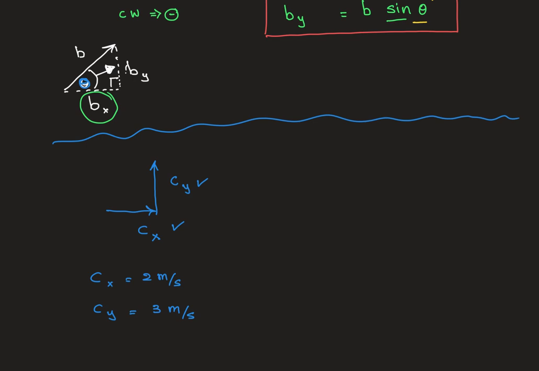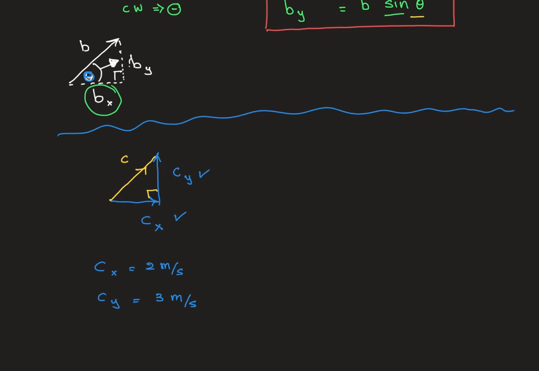Now someone is asking you to take the magnitude of the C vector, which is the hypotenuse of this triangle, right? So in order to find that, we are using the Pythagorean theorem. So C squared equals Cx squared plus Cy squared. So to find C, we take the square root of both sides, and that gives us the square root of Cx squared plus Cy squared.